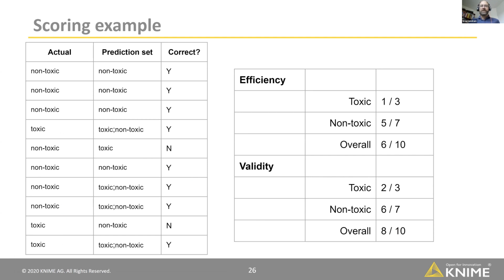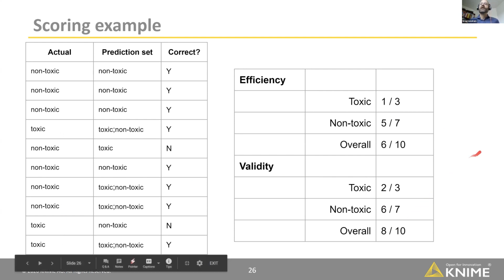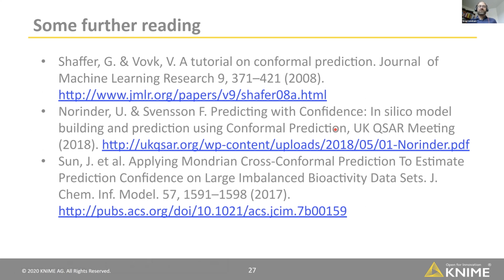I'm introducing all of these because we'll see all of these when Artem actually shows you the nodes. So you'll see the target significance level, that's the error rate that you're willing to tolerate, and you'll also see the efficiency and validity. If you want to learn more about this, again, this was a general introduction and included basically no math. If you want to learn more and see some math, there's a great tutorial by Shafer and Vovk on conformal prediction in the Journal of Machine Learning Research.